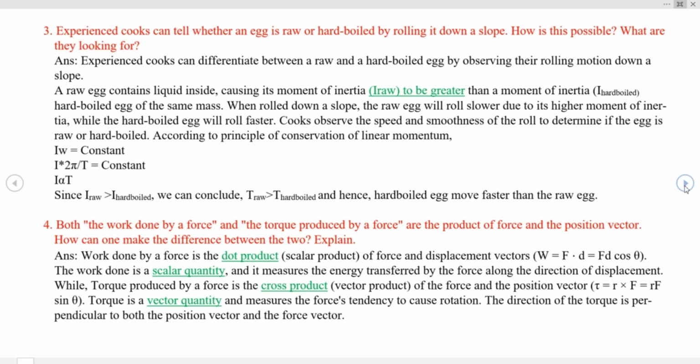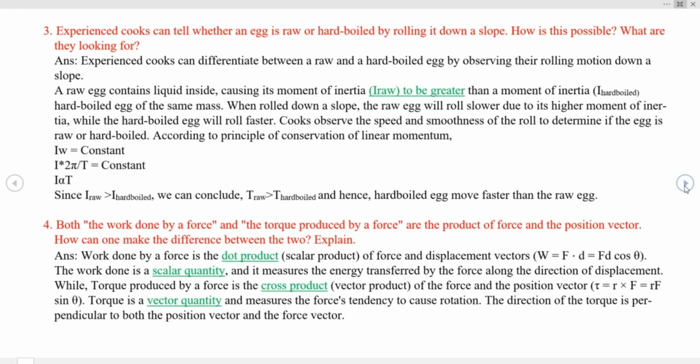And according to the principle of conservation of angular momentum, we have I omega equals constant and omega equals 2 pi by T. And on simplification, we can find out that I is directly proportional to T. And since the moment of inertia of a raw egg is greater than the moment of inertia of a hard-boiled egg, we can conclude that the time taken by a raw egg to roll down is greater than the time taken by a hard-boiled egg. And hence, the hard-boiled egg moves faster than the raw egg.